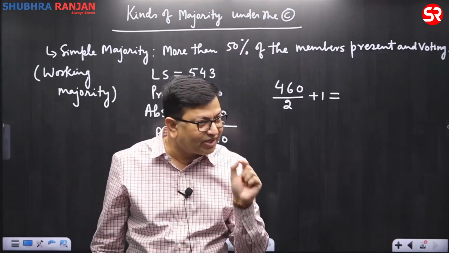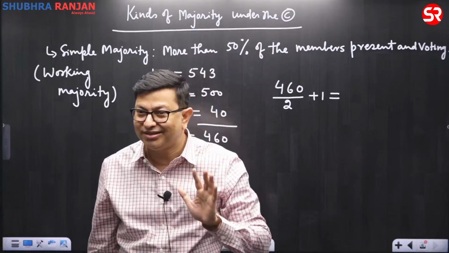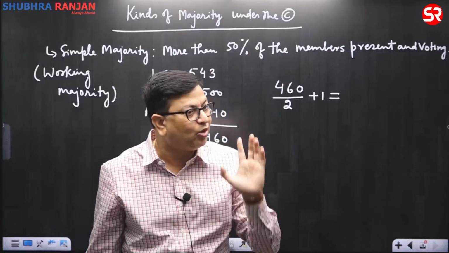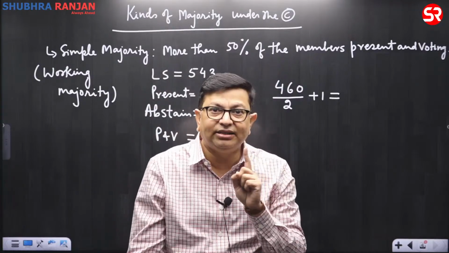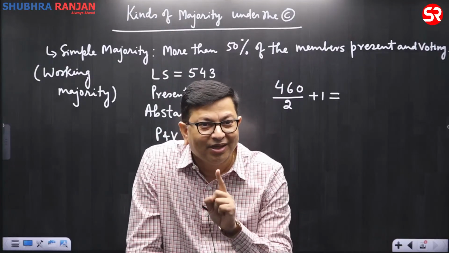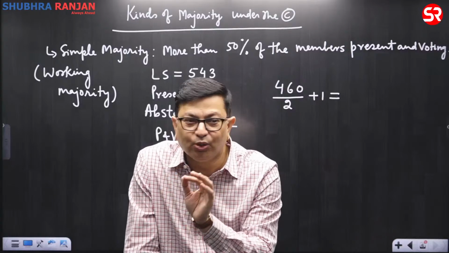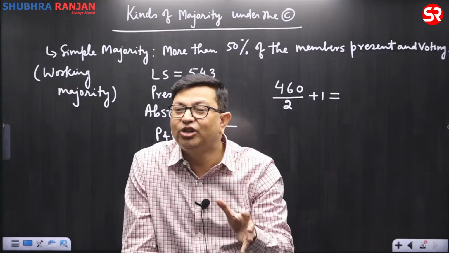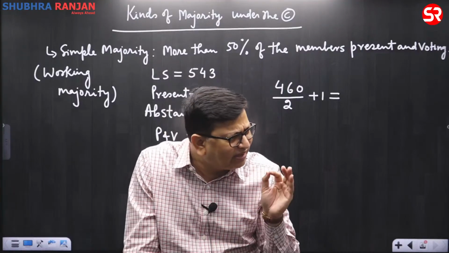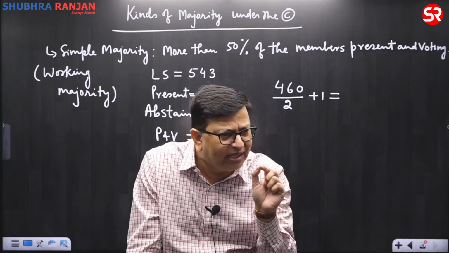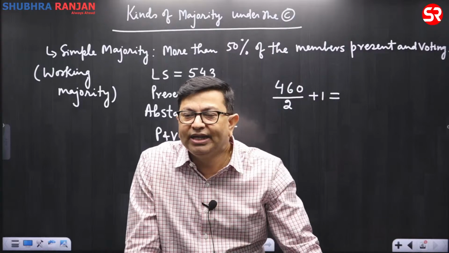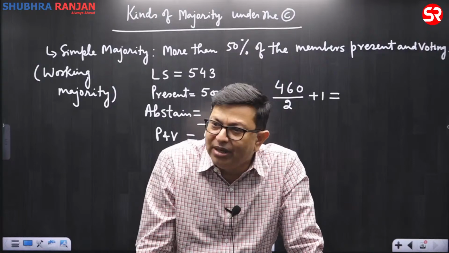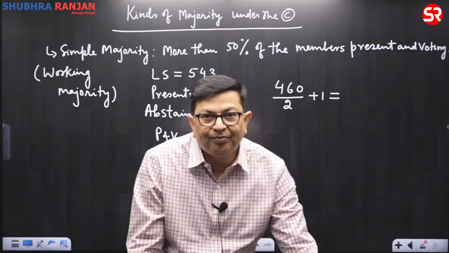So if it is just written that it has to be passed by the house, it means simple majority will be required here, because for any other type of majority it will be clearly mentioned, like 2/3 of the members present and voting, or 2/3 of the total strength of the house. So if any other majority is required, it will be clearly mentioned. But where it is written that it has to be passed by the house, then simple majority will be required.